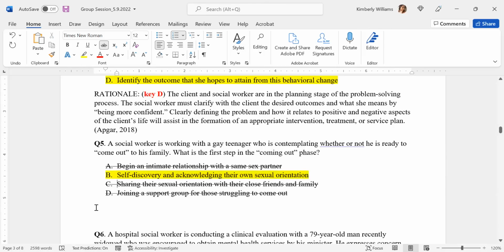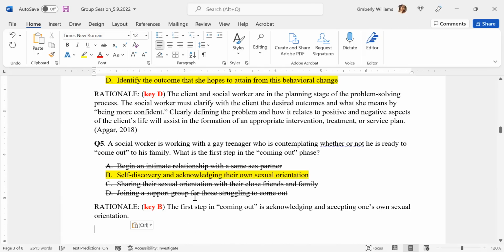All right, let me tell y'all, this is right. This is the first step. And what y'all need to know, because the exam may not ask you what's the first step, is the coming out phase. The first stage is self-discovery. The second stage is when they disclose themselves to others. The third stage is when they begin to socialize with others. The fourth stage is positive self-identification.